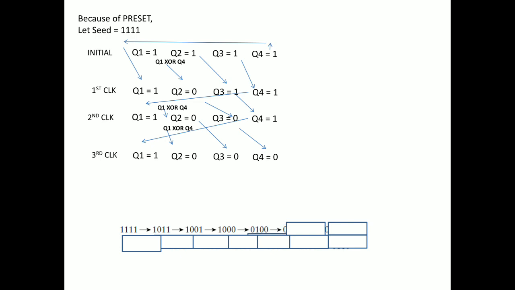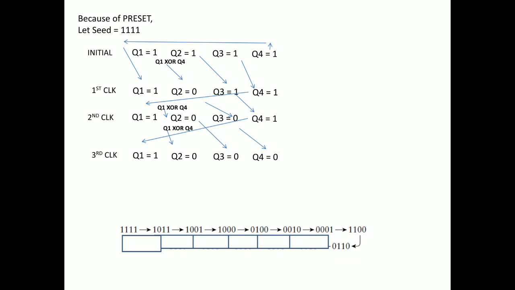Further, if we continue, the next value will be 0 1 0 0, and again we apply it to the shift register. When the clock is applied again to the LFSR, it will give 0 0 1 0. If we go on applying the clock cycle, we will be getting the cycle like this. After 0 0 0 1, we will be getting 0 1 0 0. Next 0 0 0 1, next clock cycle 1 1 0 0, then 1 1 0 0. In the next clock cycle it will be 0 1 1 0.